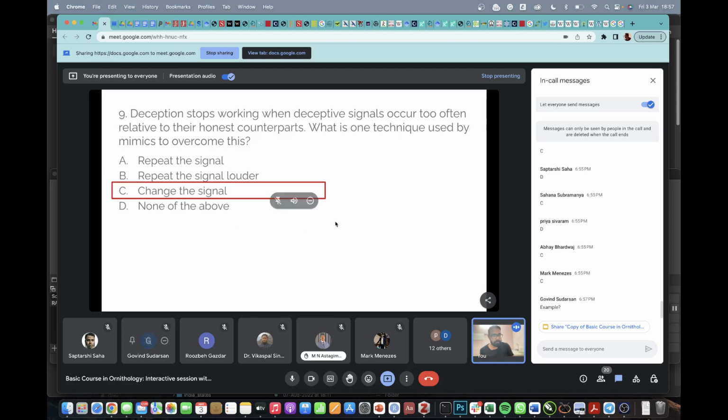For example, the racket-tailed drongos are known to mimic a lot of predators. Changing from one predator call to another can help. They can mimic a lot of raptors, even ground predators like cats. So even if they change the predator that they are mimicking, that is just changing the signal.